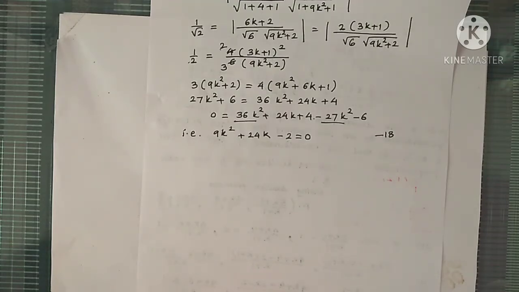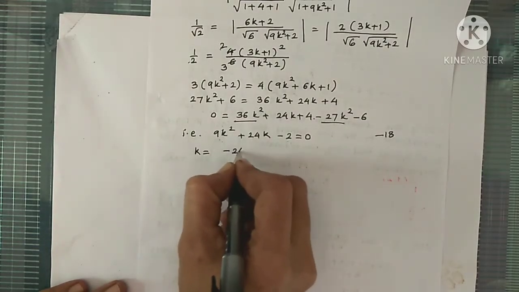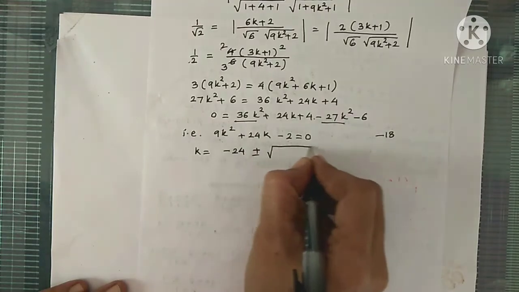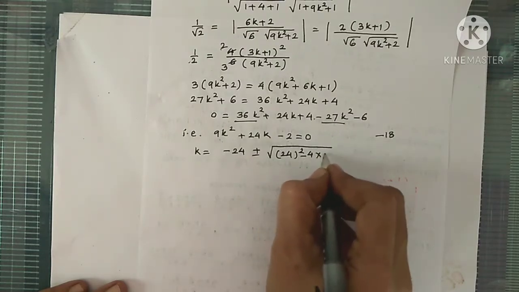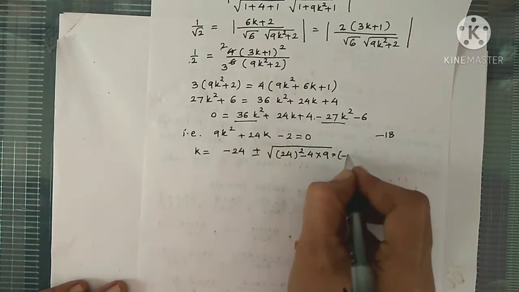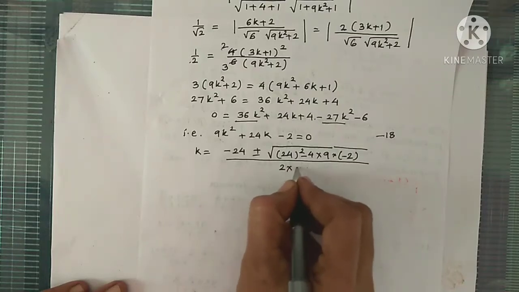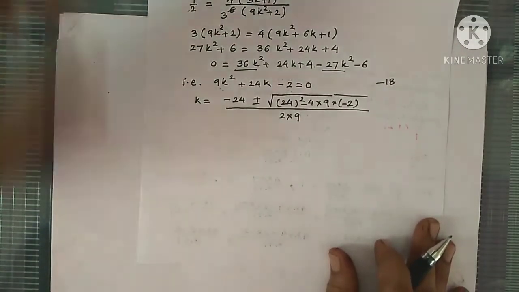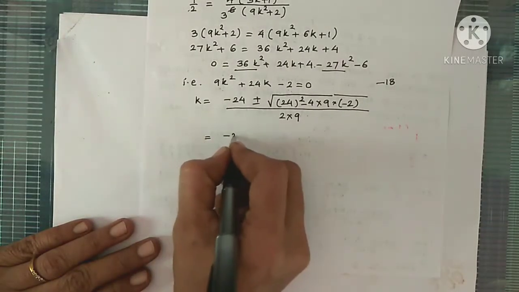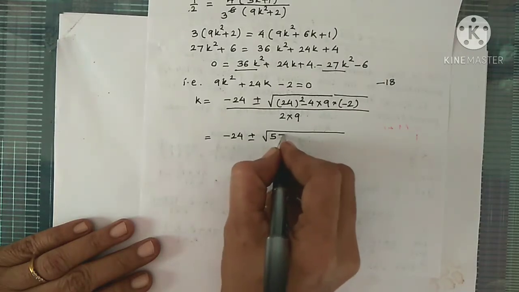So let's use the quadratic formula to find k. Using the quadratic formula, k is minus 24 plus minus root of b square minus 4ac. So it is 24 square minus 4 into a, which is 9 here, and c is minus 2, divided by 2a. a is 9, so 2 into 9. Here a, b, c are in the context of the quadratic equation ax square plus bx plus c equal to 0. So it is minus 24 plus minus root of 24 square, which is 576.